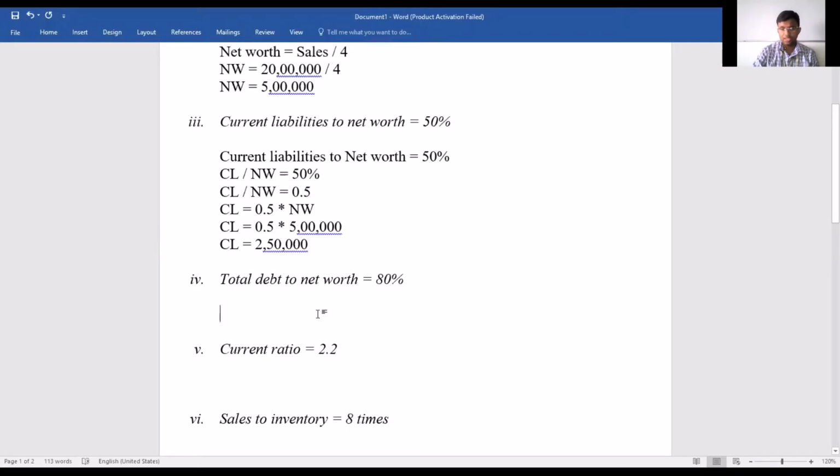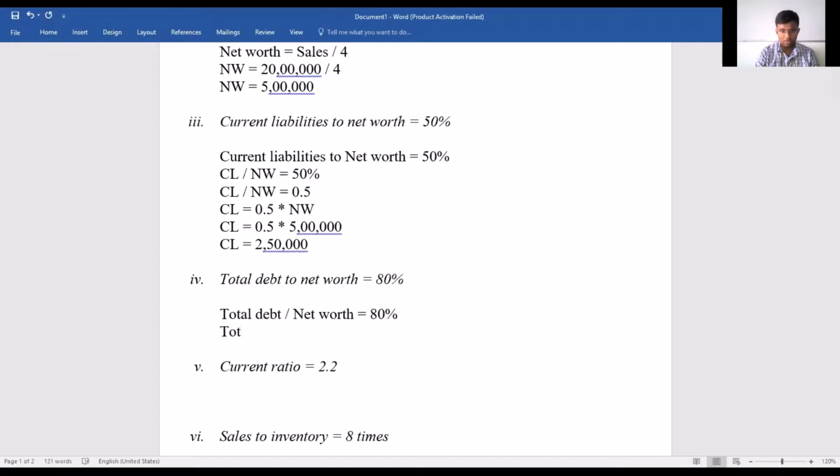Okay, next thing is total debt to net worth, that is 80%. So let's solve this. Total debt divided by net worth is 80%, or total debt divided by net worth is 0.8.